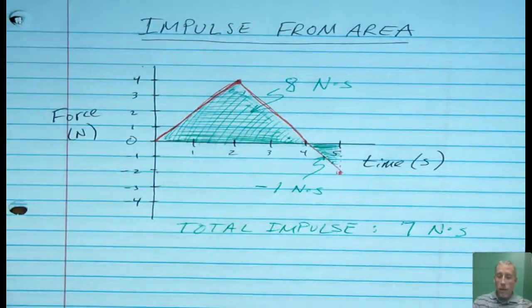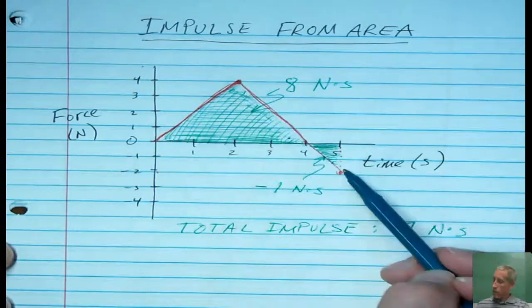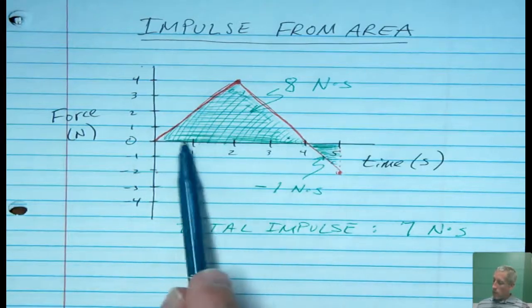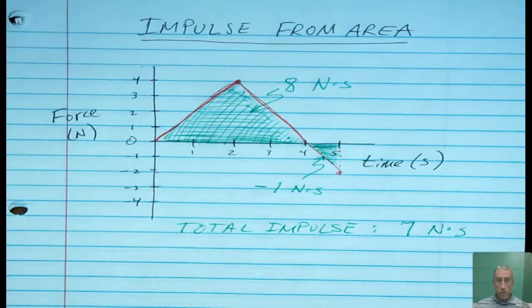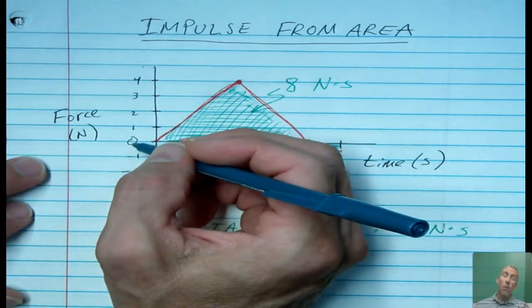Now sometimes I like to ask this. What if instead of this varying force that we had, what if we had a steady force? How much steady force would we need to have the same amount of impulse that this varying force gave us? Well, if we need 7 newton seconds and we have 5 seconds over which to do that, that's going to mean we need 7/5 of a newton the entire time. So that would be 7/5, about 1.4.